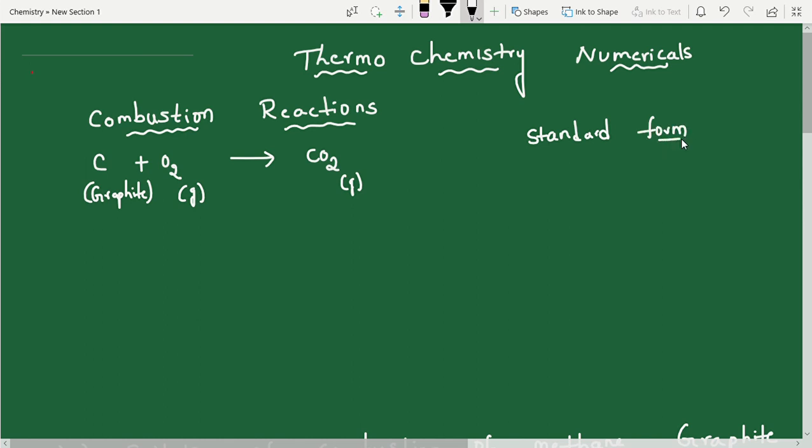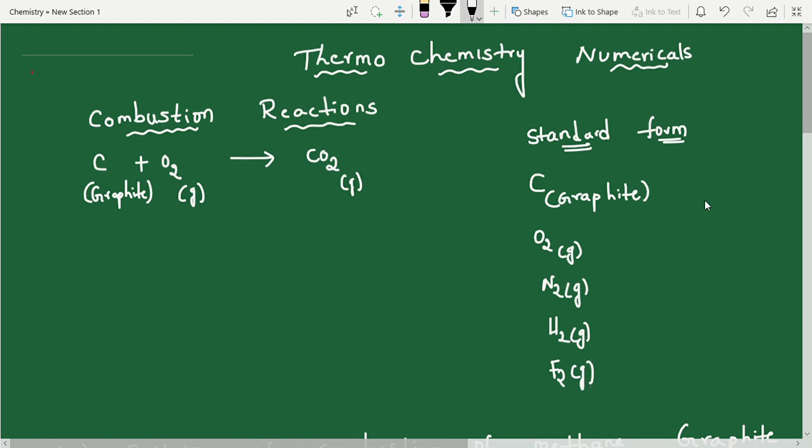Carbon, G, is nothing but graphite. Graphite is the standard form. Next one, oxygen. Oxygen, dioxygen, that is gaseous state, not trioxygen. Next one, nitrogen. Nitrogen is also available in the form of gas. Standard form is gaseous state. Next, hydrogen, it is in gaseous state. Next, fluorine, it is in gaseous state. Next one, chlorine, Cl2, it is also in gaseous state.